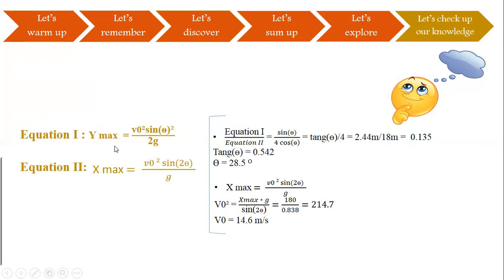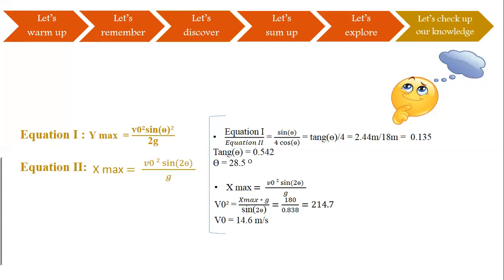Y max is 2.44 and X max is 18. Then 2.44 over 18 is 0.135. Great. And this is equation 1 over equation 2, equal to 0.135, and now I have one variable, which is tangent theta. Tangent theta equals 0.542. Theta equals 28.5 degrees.